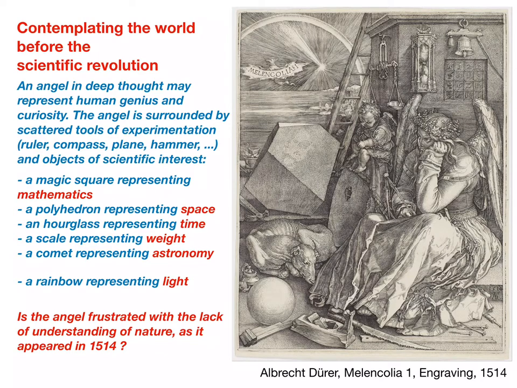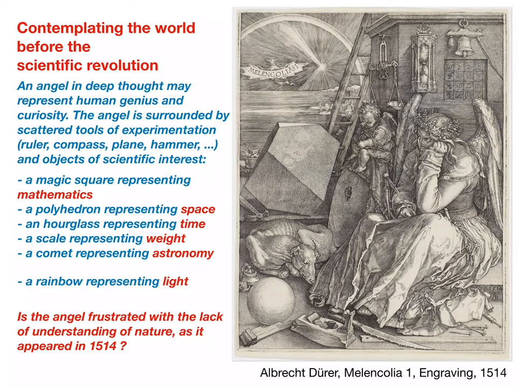This is supported by the artifacts around the angel. The angel is surrounded by scattered tools of experimentation. A ruler can be seen, a compass, a plane, a hammer. They are scattered about. Furthermore, there are objects of scientific interest.